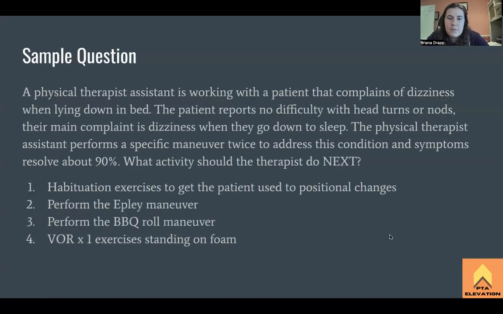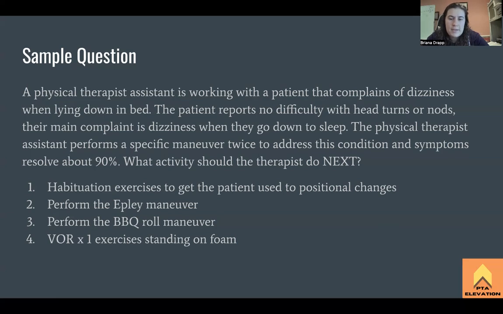All right, guys, here's our sample question. A physical therapist assistant is working with a patient that complains of dizziness when laying down in bed. The patient reports no difficulty with head turns or nods. Their main complaint is dizziness whenever they go down to sleep. The physical therapist assistant performs a specific maneuver twice to address the condition, and symptoms resolve about 90%. Which activity should the therapist do next?